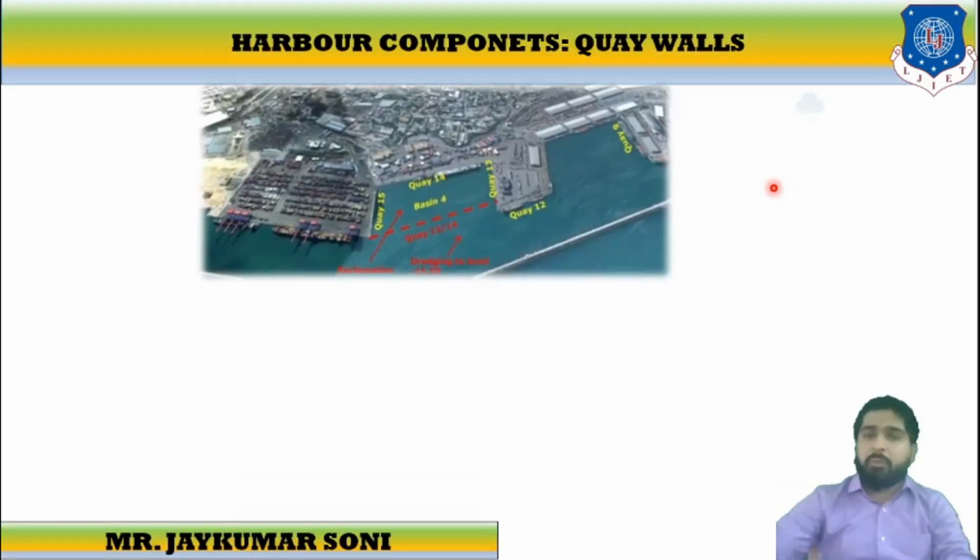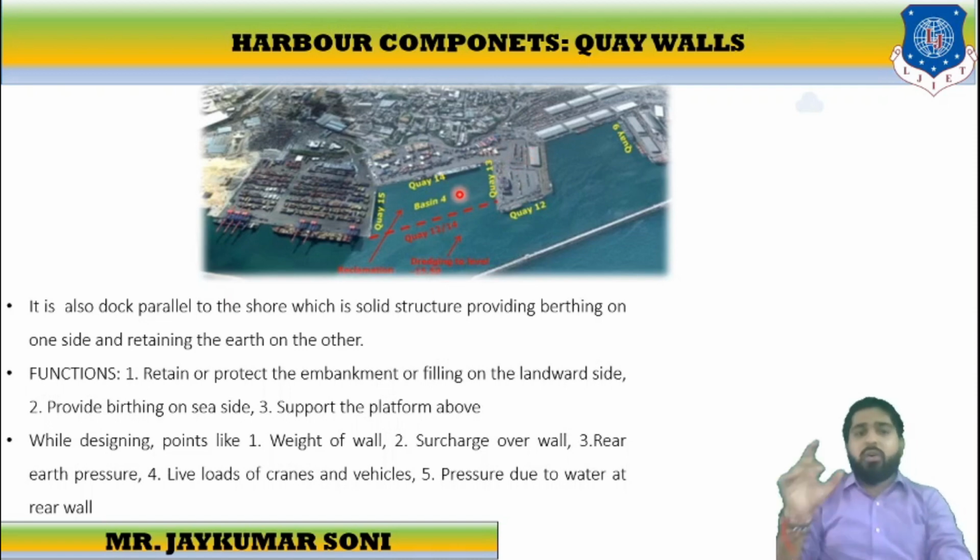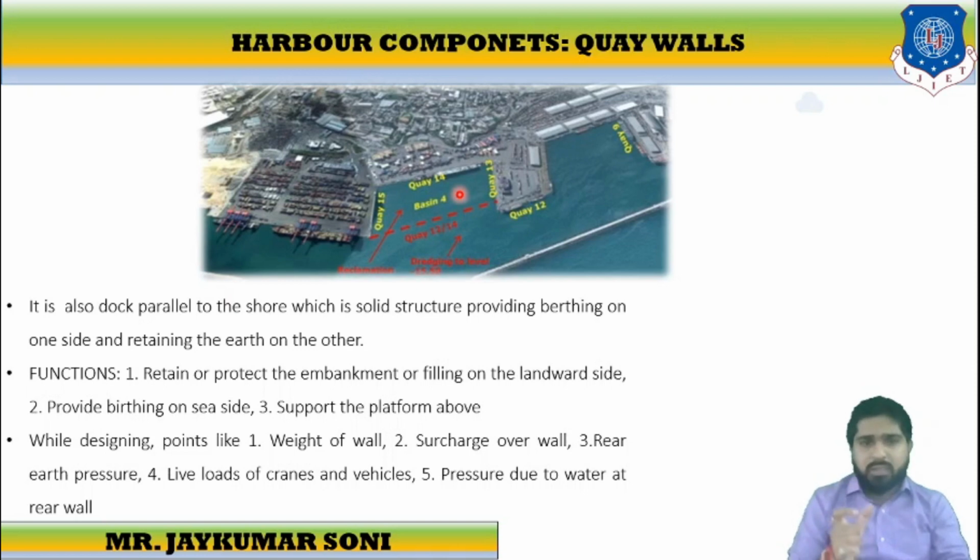See, then another component is quay walls. If we discuss quay walls, then they look like this. These are the quay walls. It is also called one of the docks, which is provided parallel to the shore, which is the solid structure that provides berthing on one side and retains the earth on the other side. Functions include that it can protect the embankment, it can protect the seashore, it can provide berthing of the ships on the seaside, and it can support the platform.